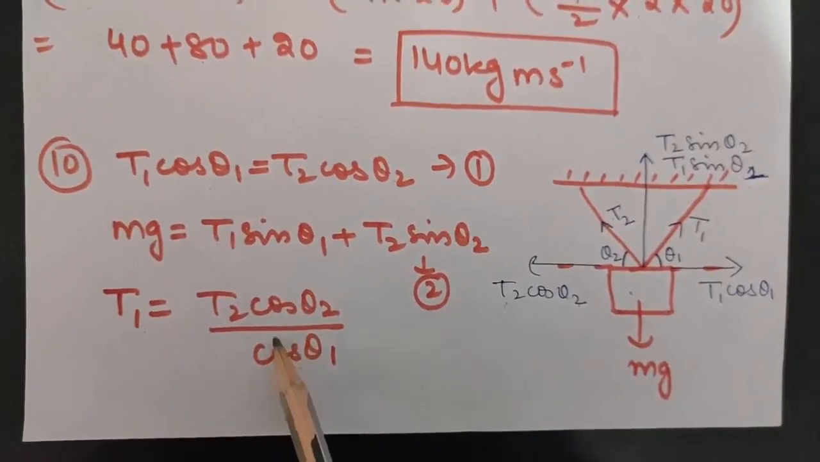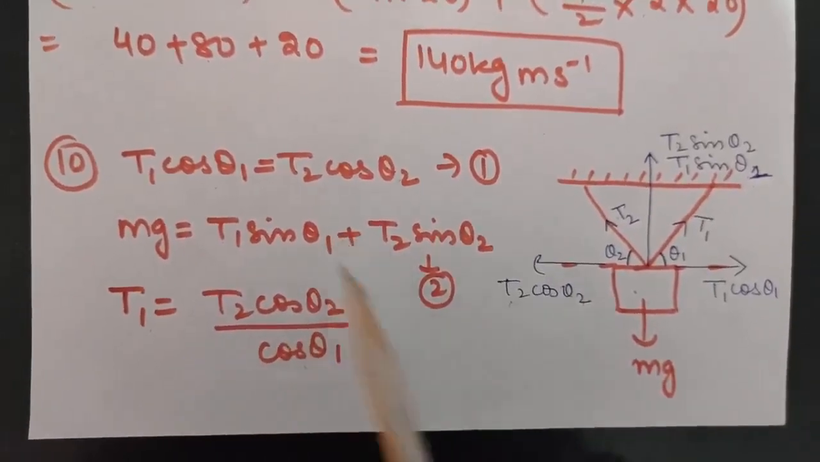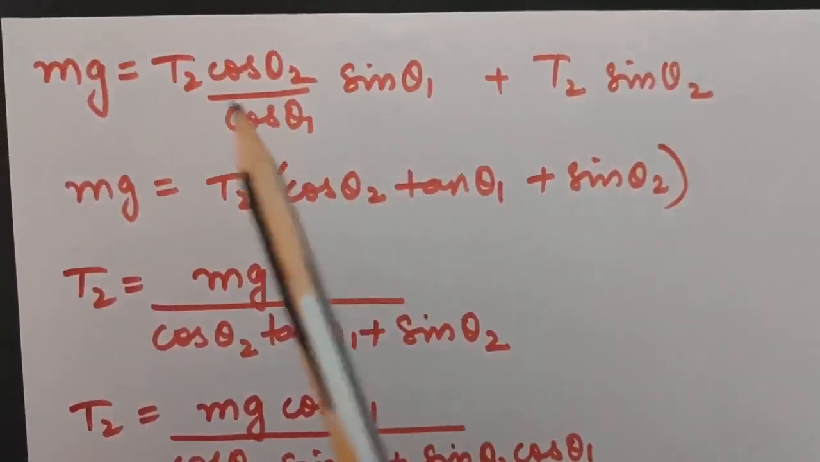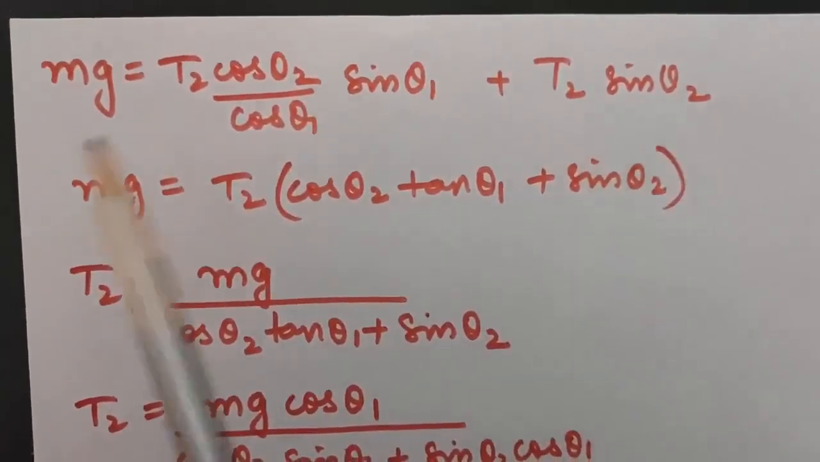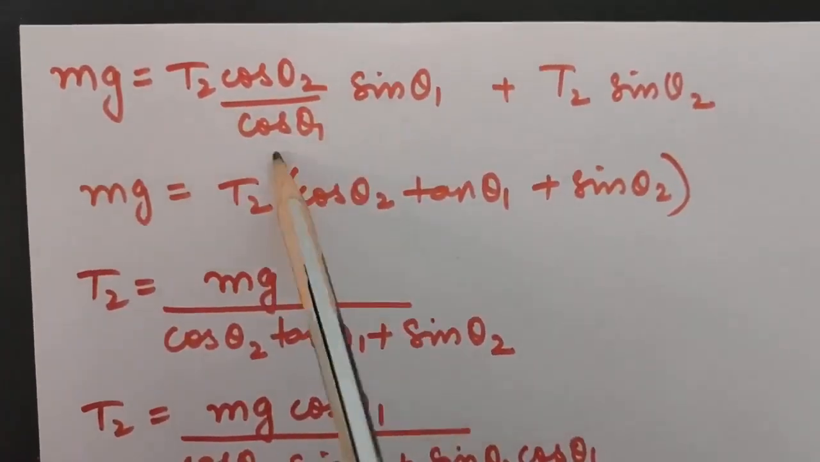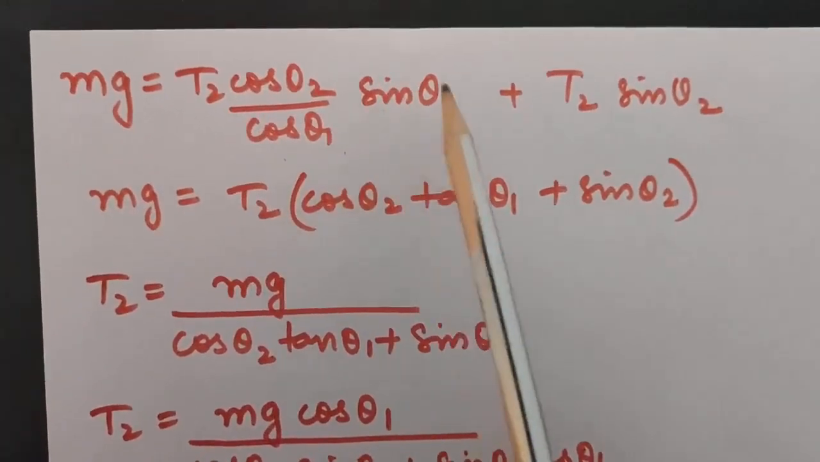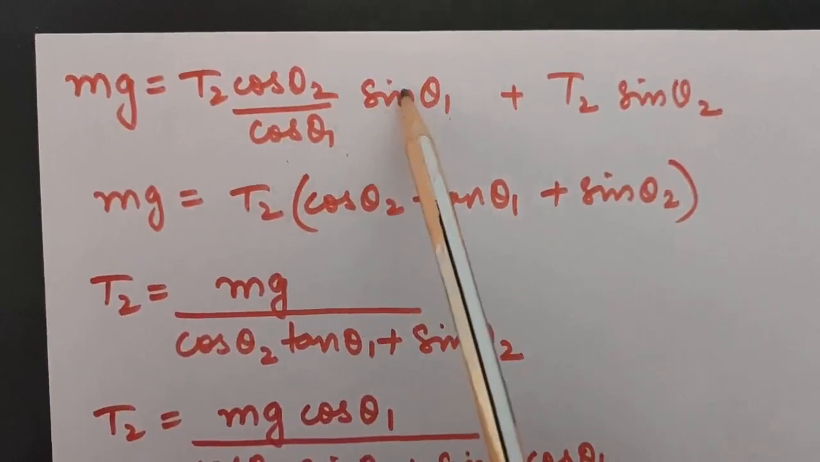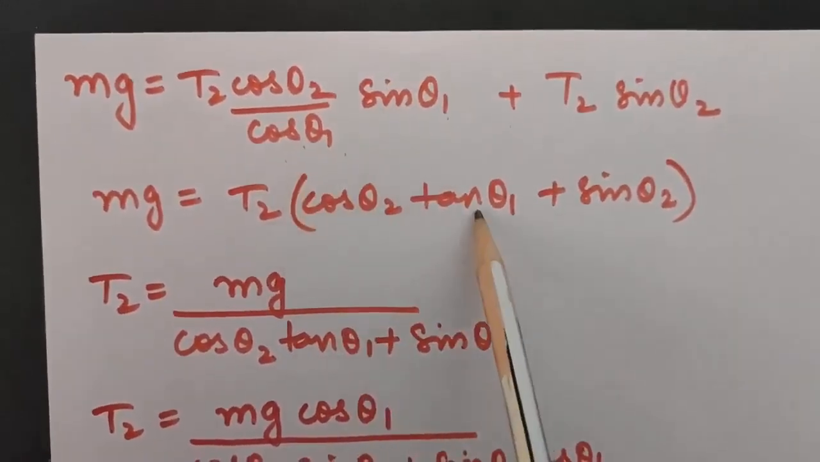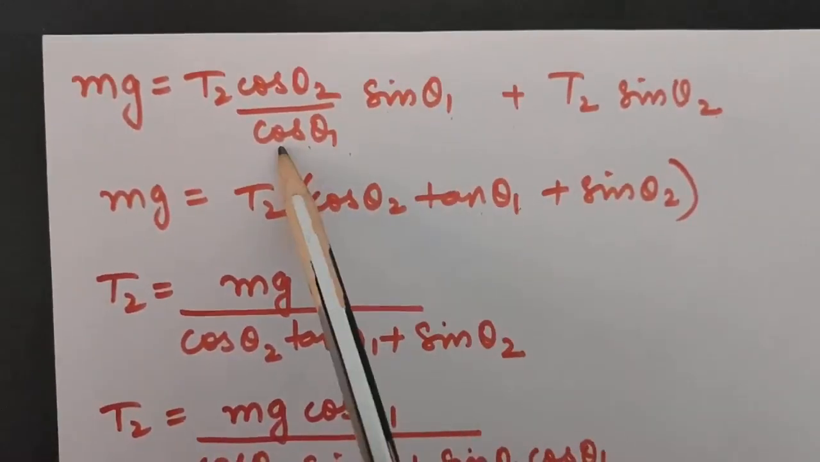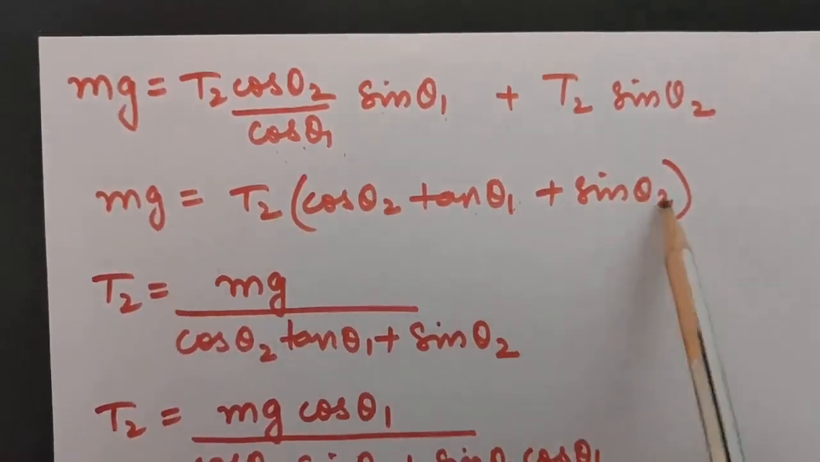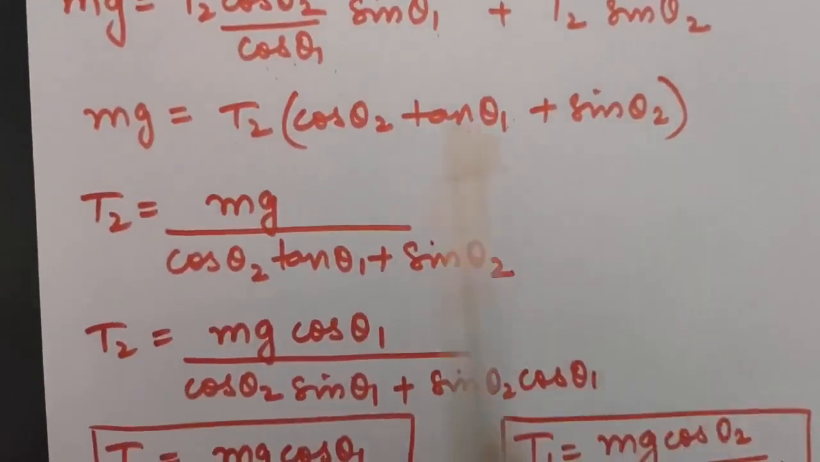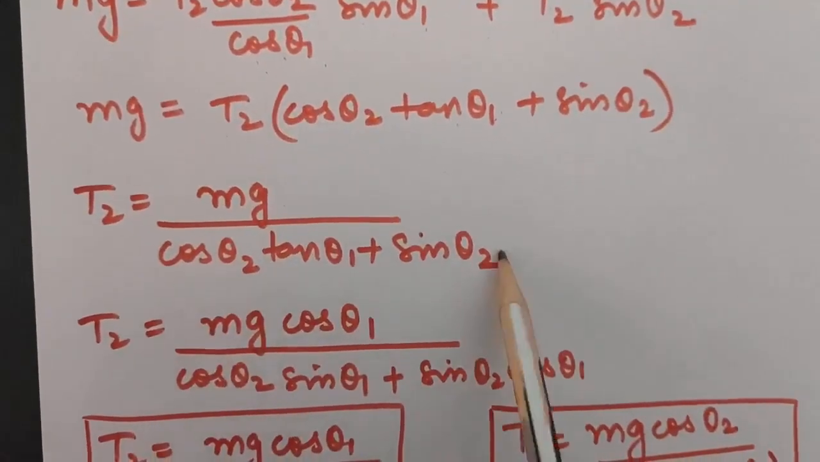Now put the value of this T1 into second equation. So just putting the value of T1 into second equation, you will get this value, that is mg is equals to T2 cos theta 2 upon cos theta 1 into sin theta 1 plus T2 sin theta 2. Now sin theta 1 upon cos theta 1 is nothing but tangent theta 1. Sin upon cos is tangent. So this equation will become this, and I have taken T2 to be common. So from here, T2 will come to be mg upon this value.